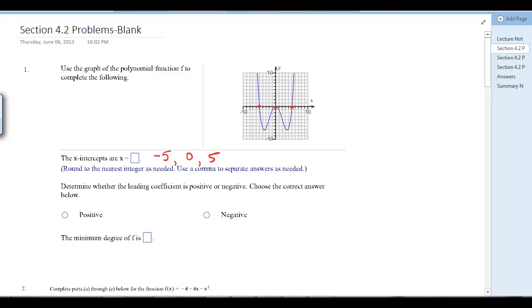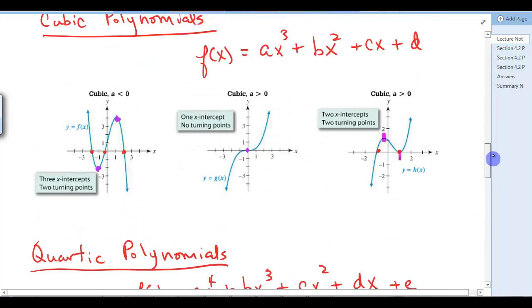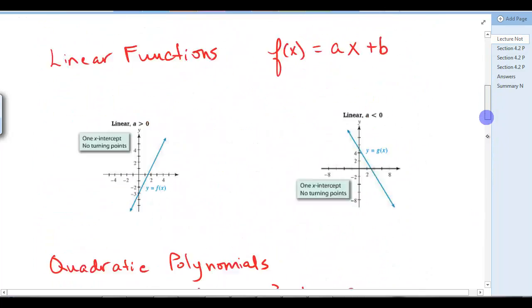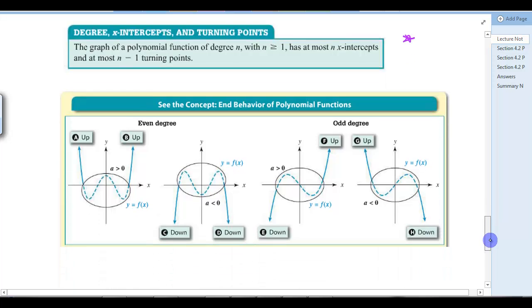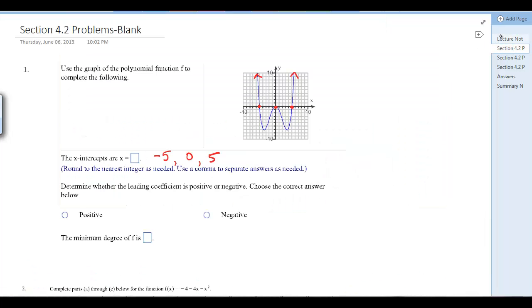Determine whether the leading coefficient is positive or negative. Look at this graph. This is going up on both ends. If we go back to our notes, look here: up on both ends, even degree, a is positive. So that would be our choice. You can refer back to that chart.